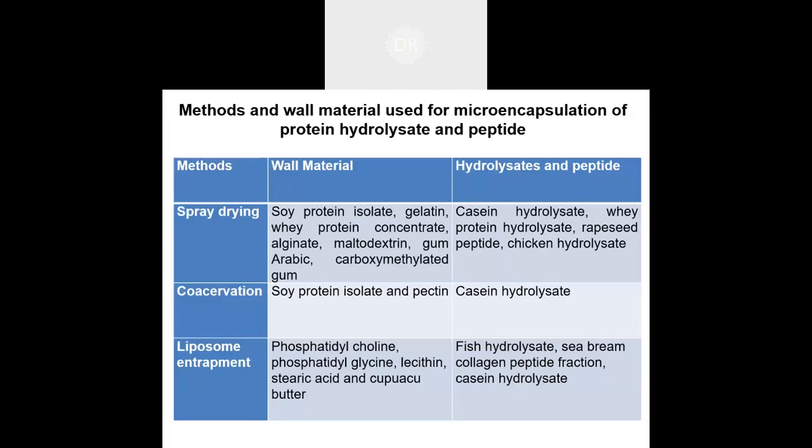Then fish hydrolysates, the C beam collagen, and casein hydrolysates can be microencapsulated by the liposomal entrapment method. Then there are some wall materials which can be used for the microorganisms. Next, please.